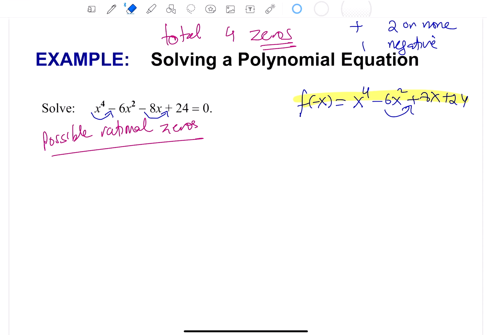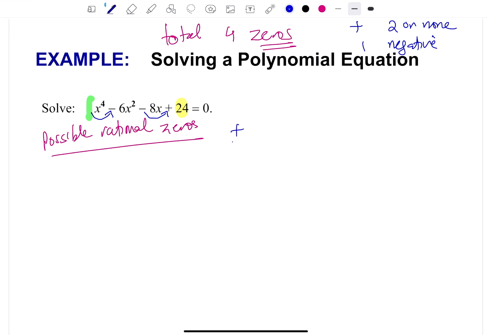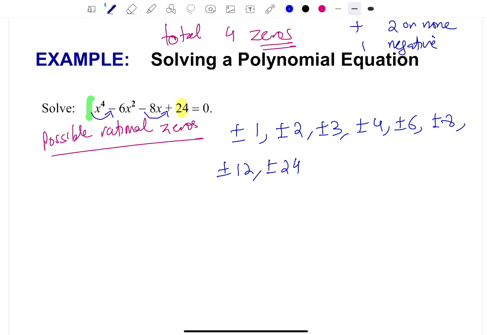All right, so let's go back to our list of possible rational zeros, which are the factors of the constant term divided by the factors of the leading term, which in this case is 1. So plus minus 1, plus minus 2, plus minus 3, plus minus 4, plus minus 6, plus minus 8, plus minus 12, plus minus 24. These are all the possible factors of 24: 1, 2, 3, 4, 6, 8, 12, 24. Yep, we didn't miss any.